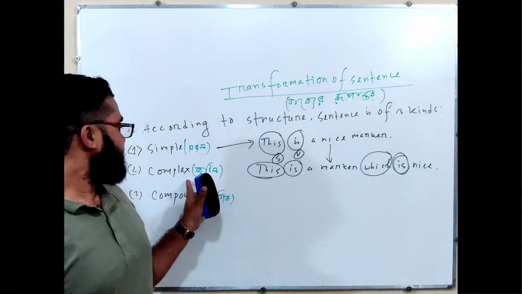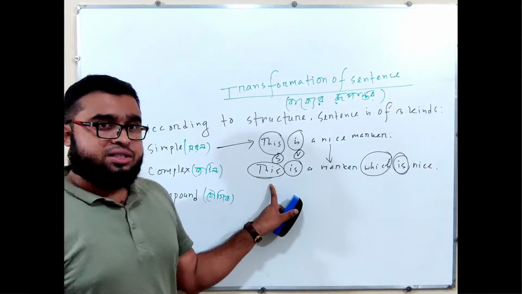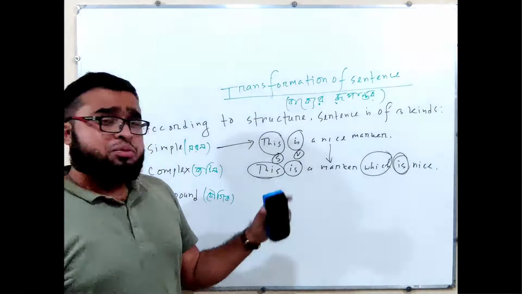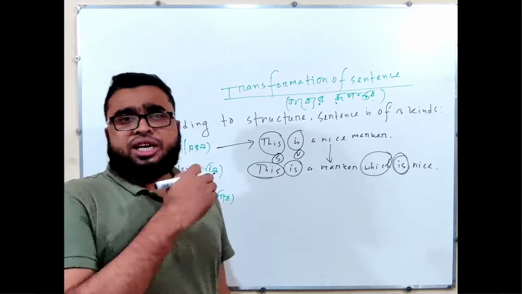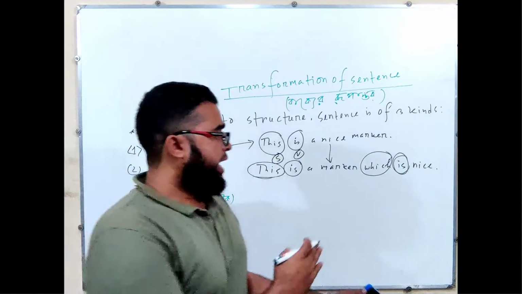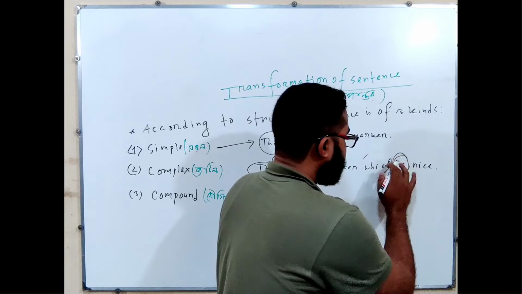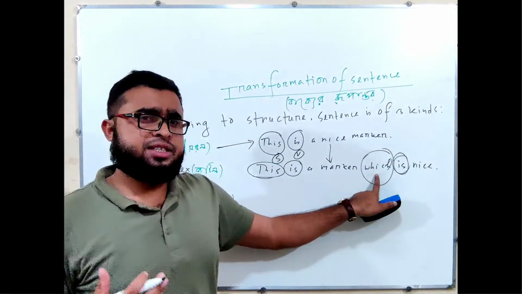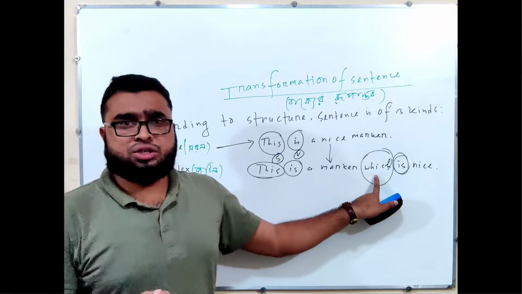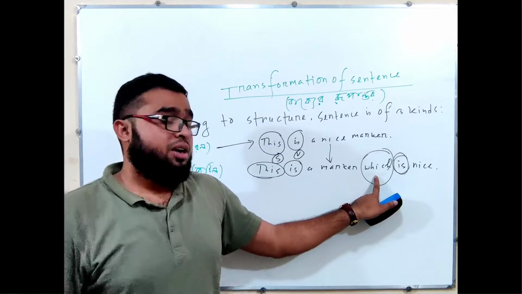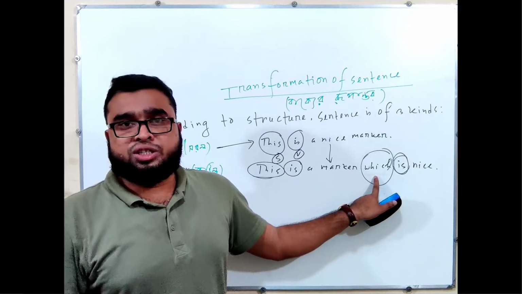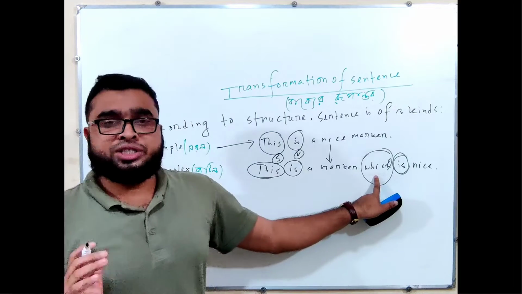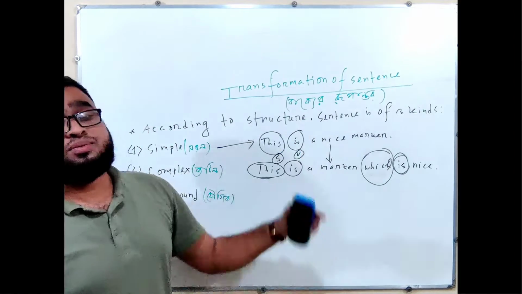So that means what is complex sentence? Complex sentence is the sentence which contains more than one subject and more than one verb, and they are connected with a subordinate conjunction, which is a clause marker. At the same time, this is a subordinate conjunction. We will learn it in this video today. What is subordinate conjunction? What is coordinate conjunction? What is correlative conjunction? So you must know conjunctions whenever you are learning transformation of sentence.